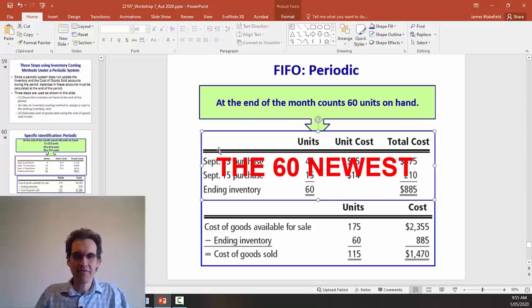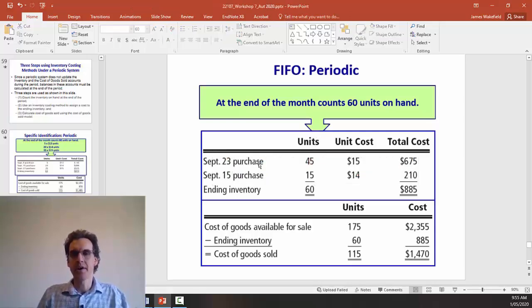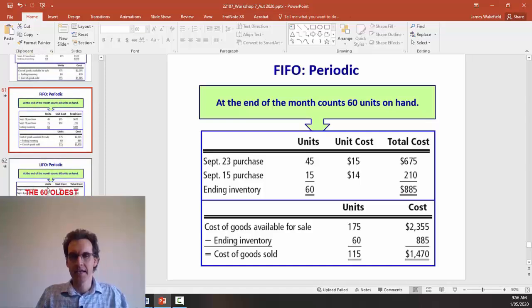So if we have 60 units left, we simply go back, and I'll get rid of this text so we can make this a bit clearer. Right, and we see that the last lot of inventory that we got in was 45 units at $15, and the second last lot was 15 units at $14. The total cost of that adds up to $885, so 45 units times 15, 15 units times 14 gives you $885. You deduct that from the cost of goods available for sale. That gives you the cost of goods sold for the period.